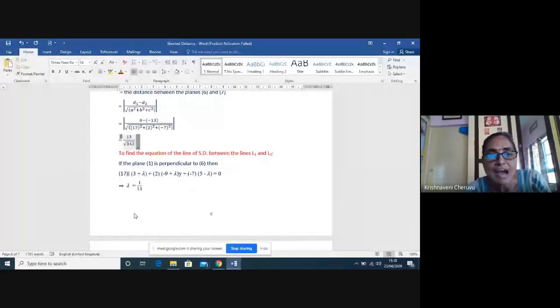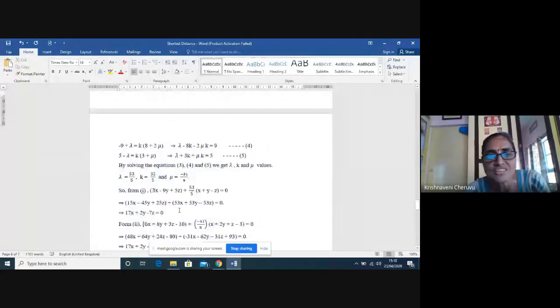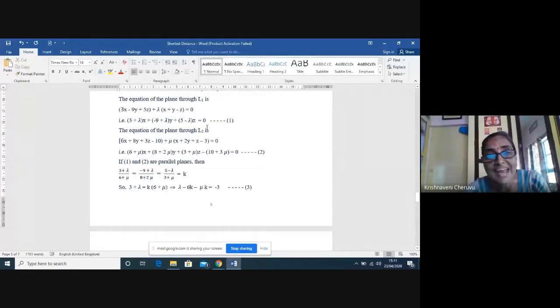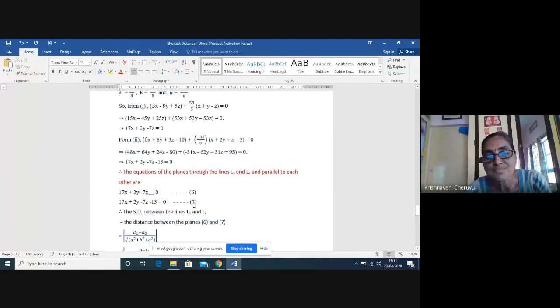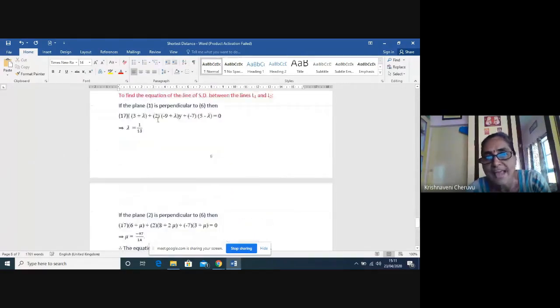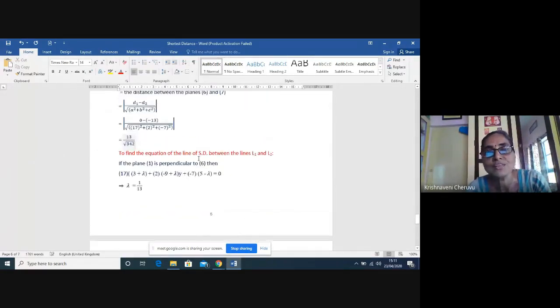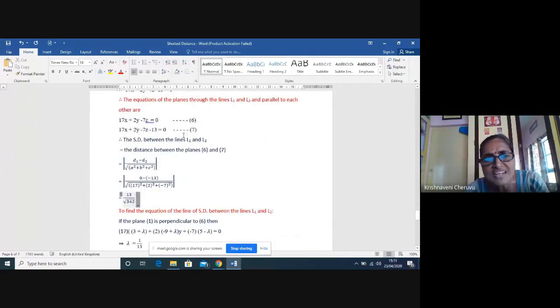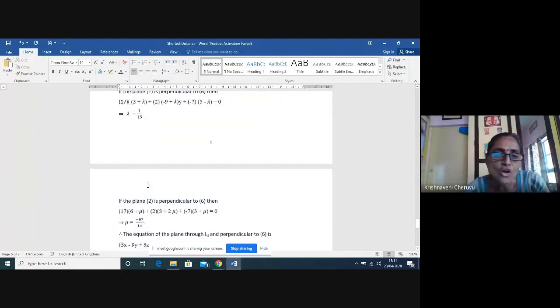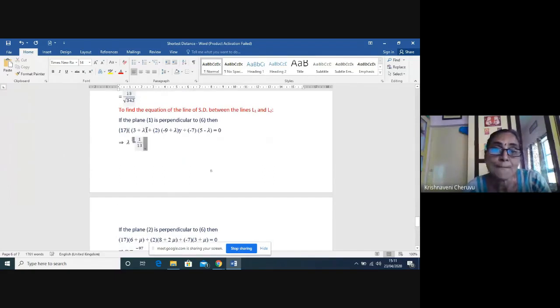See, already you have equation 1, girls. This is the equation of the plane containing L1, and 2 is the equation of the plane containing L2. So what you have to do is, you see that this plane 1 is perpendicular to this plane 6. Okay, 6 and 7, they are parallel, no? So if it is perpendicular to 6, it is also perpendicular to 7. So now you find the equation of the plane which is perpendicular to 7.